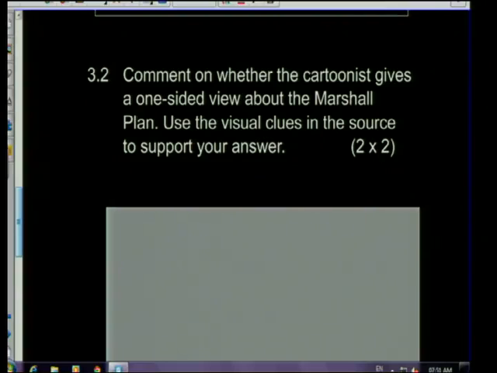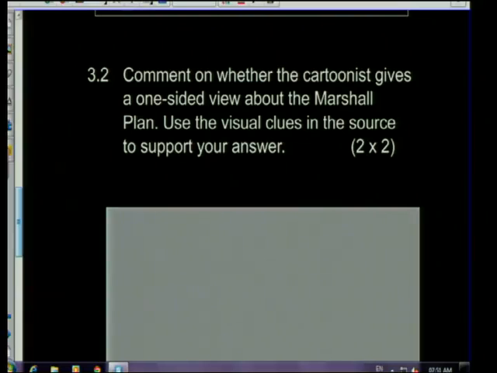And then the next question, 3.2, comment on whether the cartoonist gives a one-sided view about the Marshall Plan. That links with the previous question we've looked at, the one looking at the message of the cartoon. And you need to use the visual clues in the source to support your answer. Okay, now let's look at the possible response there.